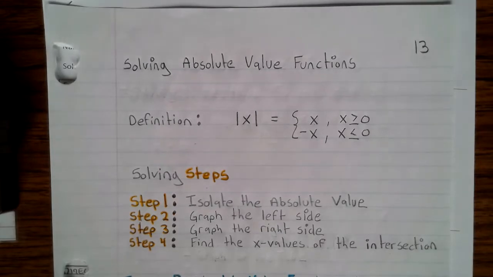Solving steps. Step 1, isolate the absolute value. Step 2, graph the left side. Step 3, graph the right side. Step 4, find the x values of the intersection.